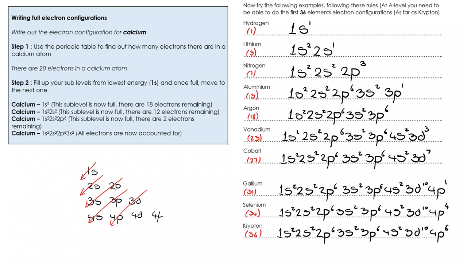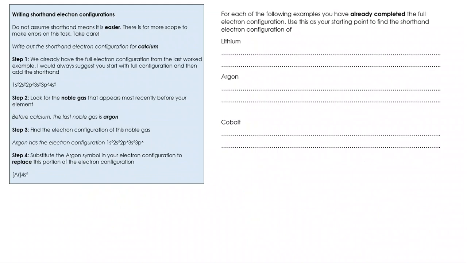So the added complication that we have is that there are different ways of showing electron configurations. That's the longhand version, and we're now going to look at shorthand. Pause, have a read through the blue box, try these 3 examples, and then we'll see how you've done.